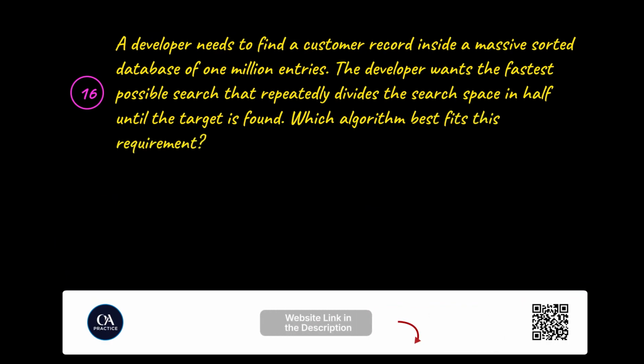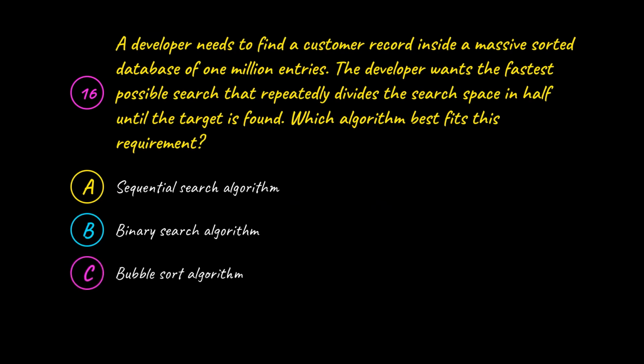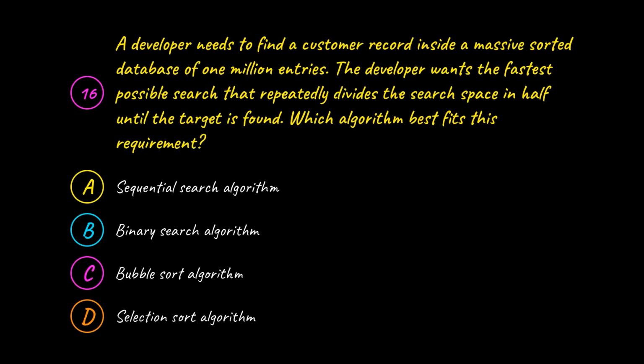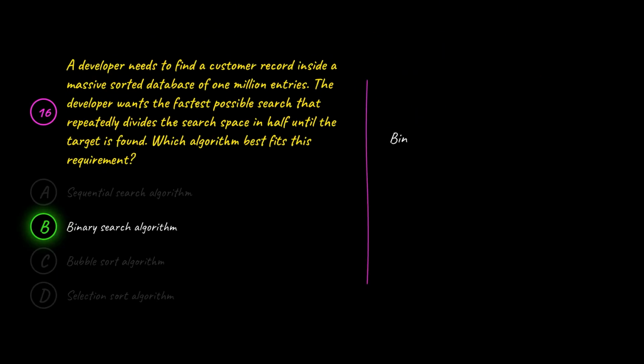Your options are A. Sequential search algorithm, B. Binary search algorithm, C. Bubble sort algorithm, D. Selection sort algorithm. Got a guess? Lock it in. The correct answer is B. Binary search algorithm.